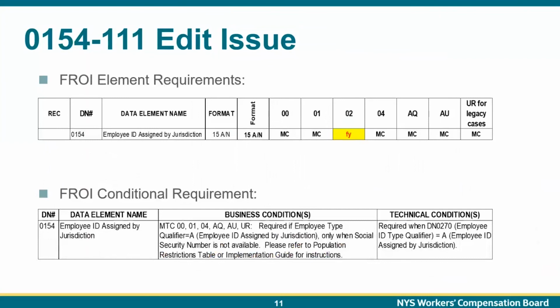For the FROI element requirements table, we just wanted to post and reiterate that employee ID assigned by jurisdiction is a mandatory conditional for the 00, fatal for the 02. The most important thing is that it's required on the 00, 01, 04, AQ, AU, and AR. It would only be required if you do not have the Social Security number. If you have the Social Security number, you do not need the ID.